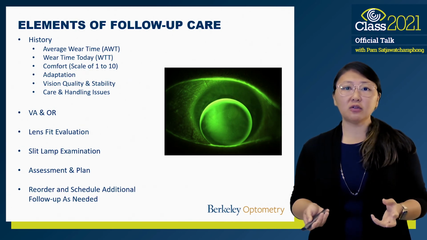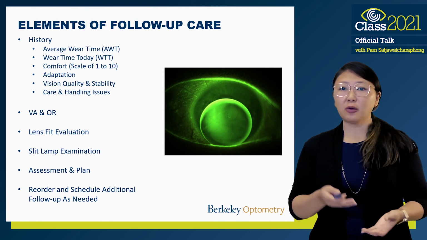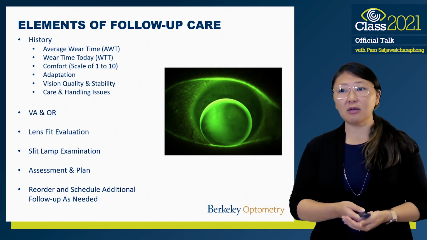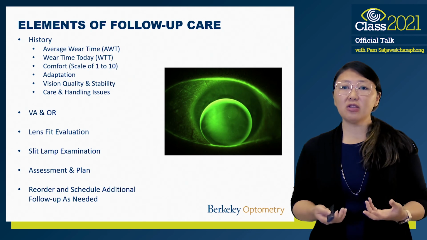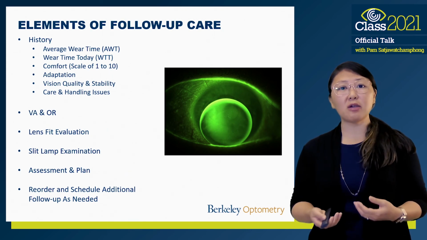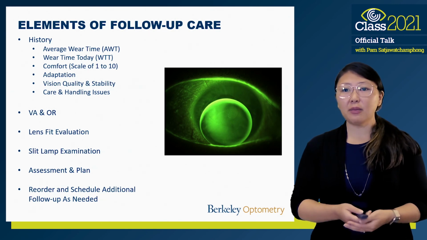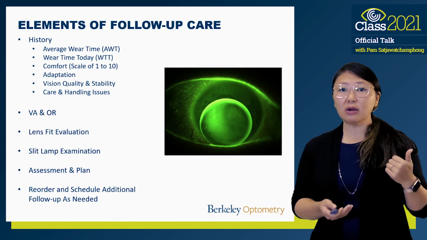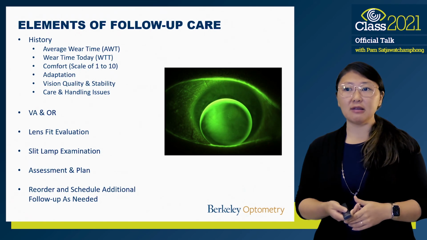Once you've gotten through the history, you can perform some of the similar aspects of our dispensing visit. You'll perform your visual acuity and overrefraction. You'll check the lens fit evaluation with fluorescein behind the slit lamp. Then you'll remove the GP and perform a slit lamp evaluation without the lens on to make sure that the ocular surface health is good. After that, you'll make an assessment and plan. So you'll decide, do I need to reorder a GP, make any changes, and then schedule additional follow-ups as needed after that.